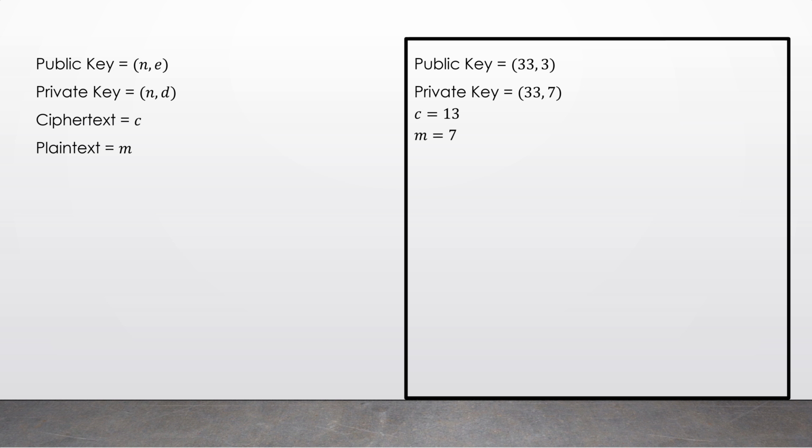Then, we use a private key (33, 7) to decrypt the ciphertext c equals 13 into the plaintext m equals 7. In RSA encryption, the individual releases the key (n, e) to the public, so the plaintext m can be encrypted into the ciphertext c. Then, using the private key (n, d), the individual can decrypt the ciphertext c into the plaintext m, allowing for the secure transmission of messages.